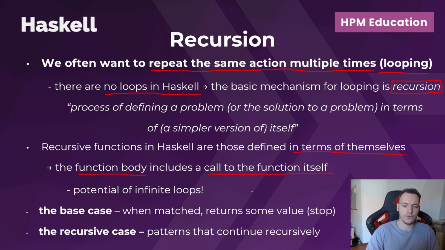Okay, so if a function is calling itself, then right away we have a potential of infinite loops, right? It can just call itself indefinitely. So that's why when we define recursive functions, we must have some base case. The base case, when it is matched, stops the recursive calling and actually returns some value. So this stops recursion and gets us away from infinite loop, or infinite recursion, might be better to say.